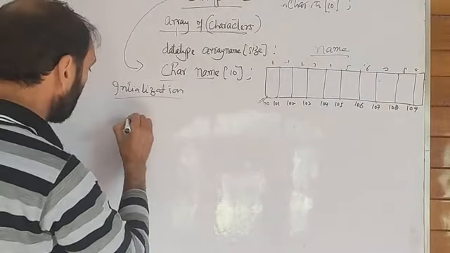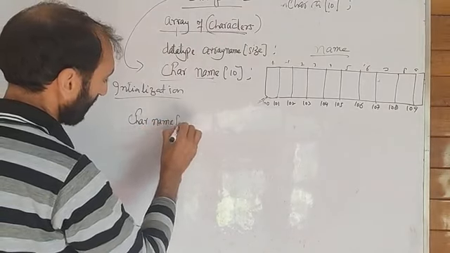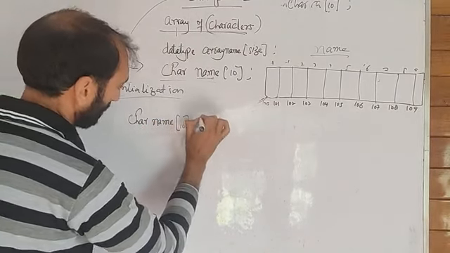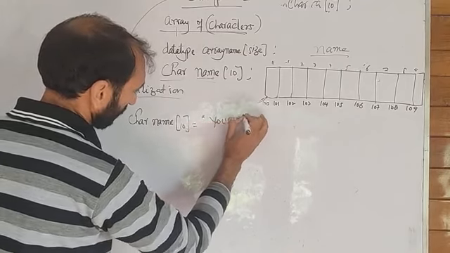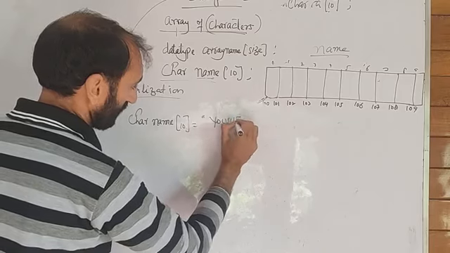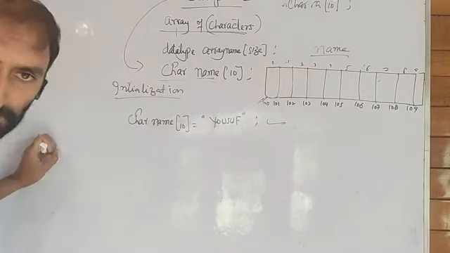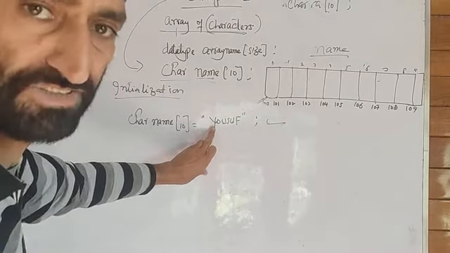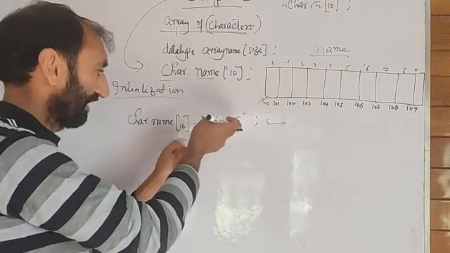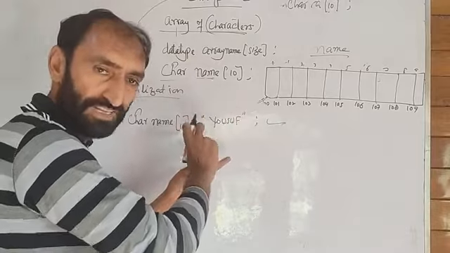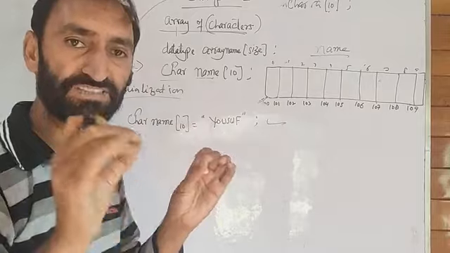For example, you have to make here name[10] equal to "Yousuf". This is one way of initialization. At the time of declaration, I am providing the data. I am also initializing. That means initialization and the declaration are going on at the same time.